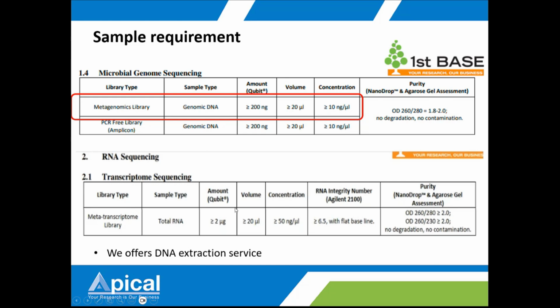For the volume, we need about 20 microliter and above, with a concentration of 50 nanogram per microliter. The RIN, RNA integrity number, is very important if you're sending any RNA sample. We expect more than 6.5 with a flat baseline. For purity, similar to the DNA, we need an OD of 260/280 of more than 2, and 260/230 also above 2.